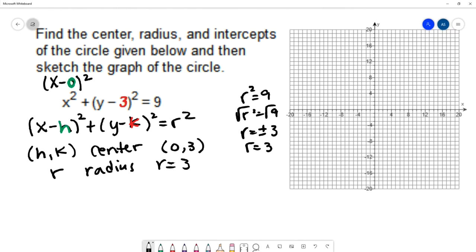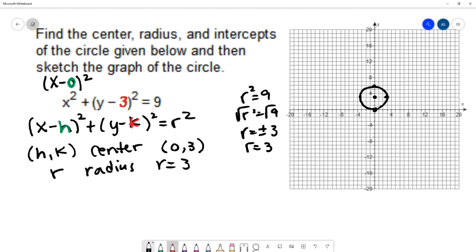So the center is at 0, 3, which is right here. And then from that center point, we're going to move the amount of the radius in each direction. So 3 to the right, 3 up, 3 to the left, and 3 down. So we're moving from that center point 3 in every direction. And then we can sketch the graph of our circle.